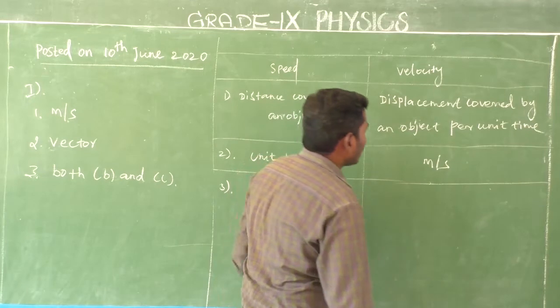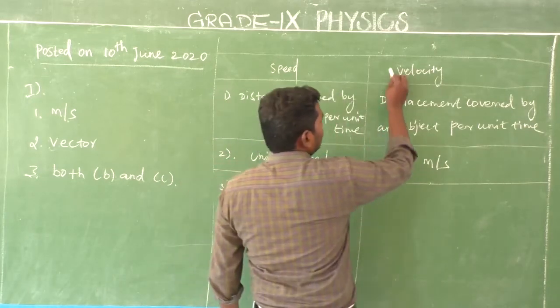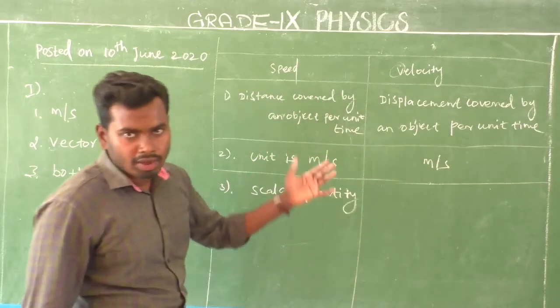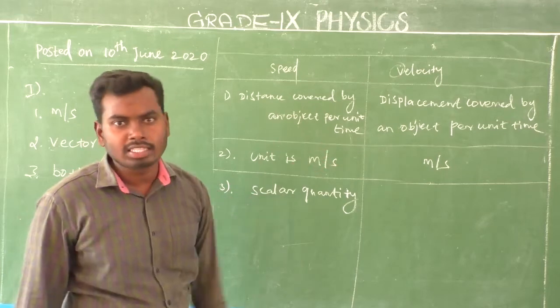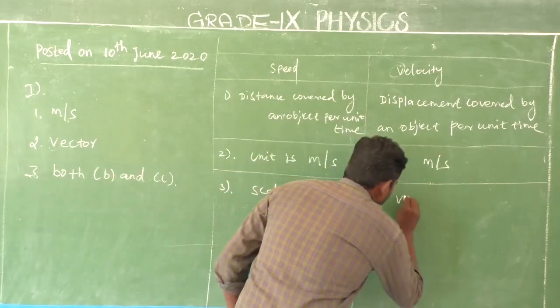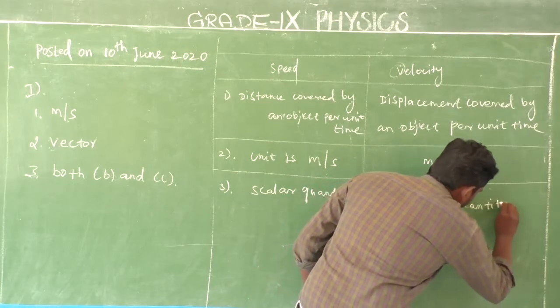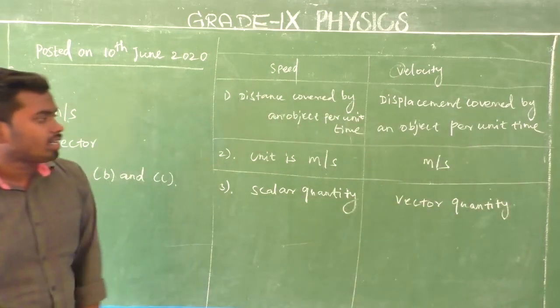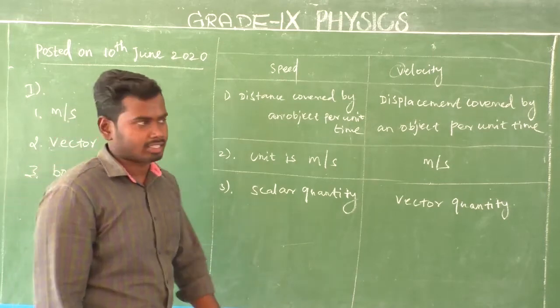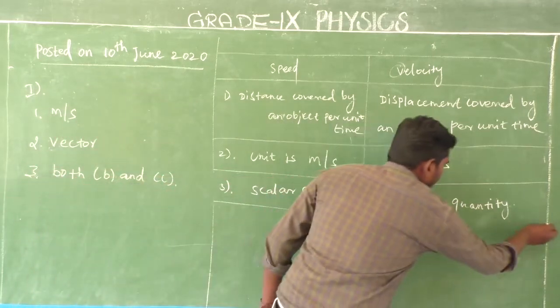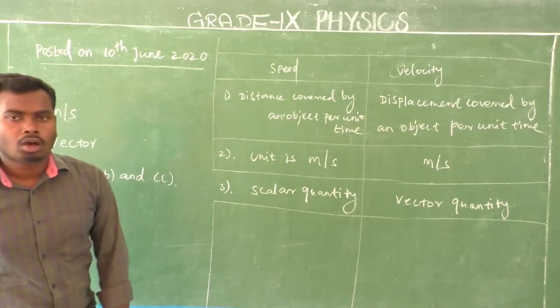Yes. Next, velocity. The first letter of the word velocity is V, which denotes vector quantity. Is it clear? So velocity has both magnitude as well as direction. Okay? Yes. This is the third point.